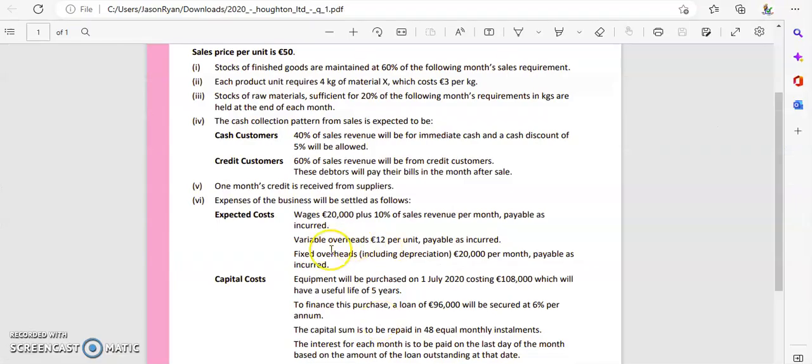So the next item down along is our fixed overhead, including depreciation. Remember, this is the cash budget, so we need to take depreciation out of this. Depreciation is not cash, so we need to calculate how much our depreciation is, and our depreciation is on the equipment that we purchased. So we purchased equipment on the 1st of July 2020, costing 108,000, which will have a useful life of 5 years.